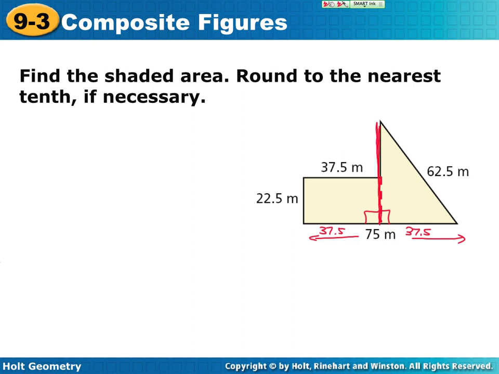It's 22.5 just up to that intersection point, but I don't know if this top part is the same or not. No, it's not. Okay. So do the Pythagorean theorem to figure out what it is. My final answer. You got 1,070.